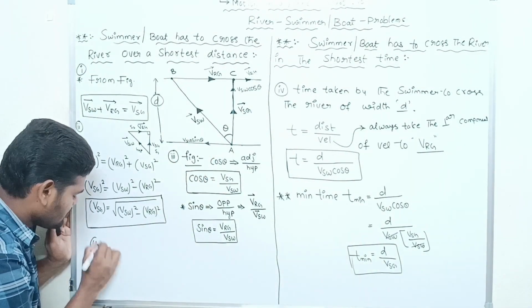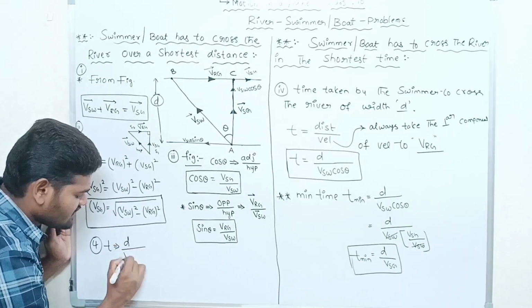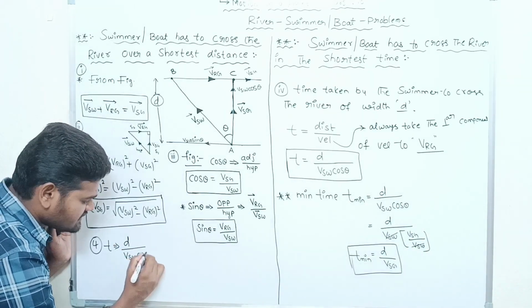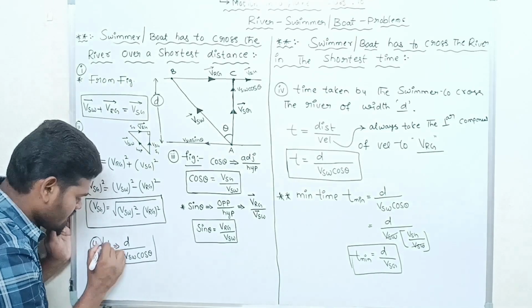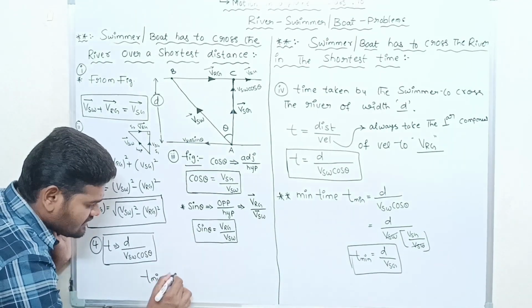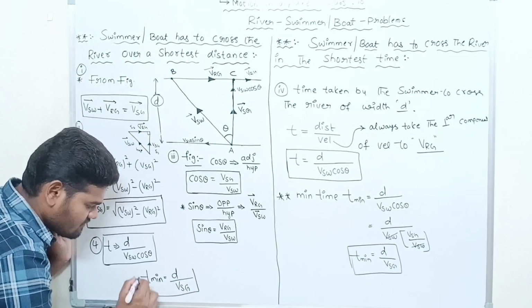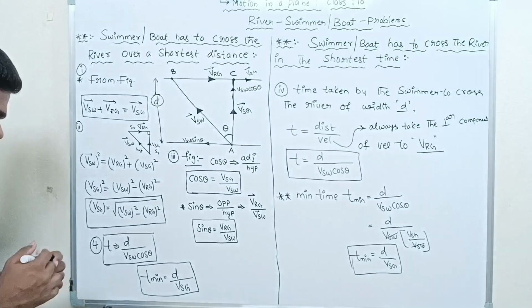So the fourth formula, time. T is equal to, we got what? Distance, that means width of the river, by VSW cos theta. And we got our minimum time. T minimum is equal to distance by velocity of swimmer with respect to ground.